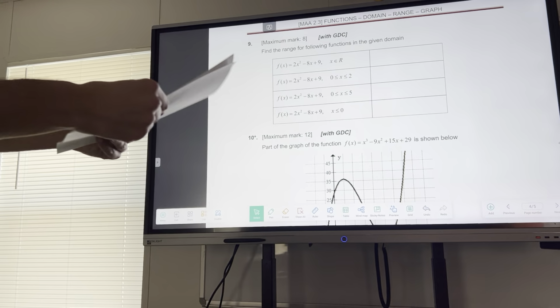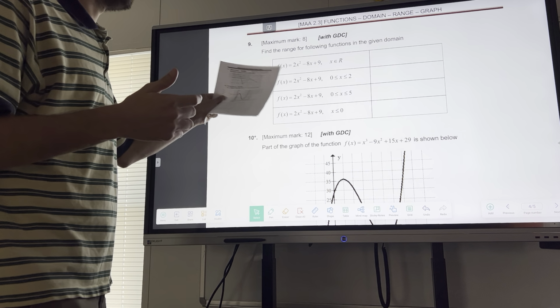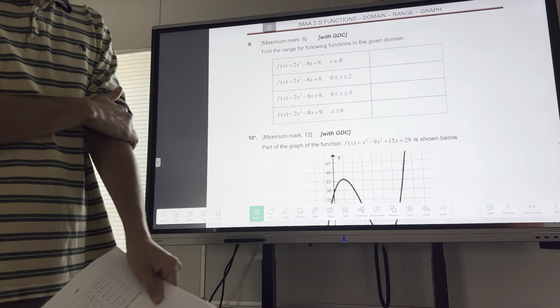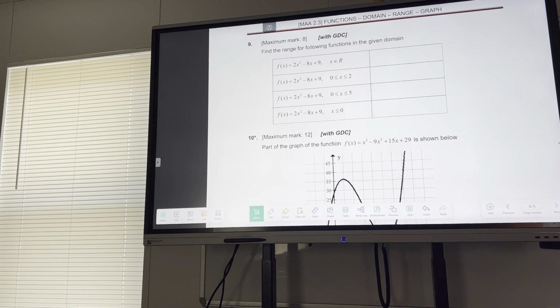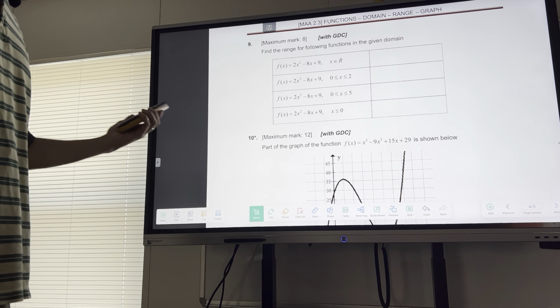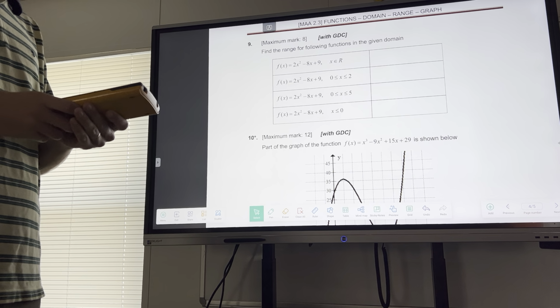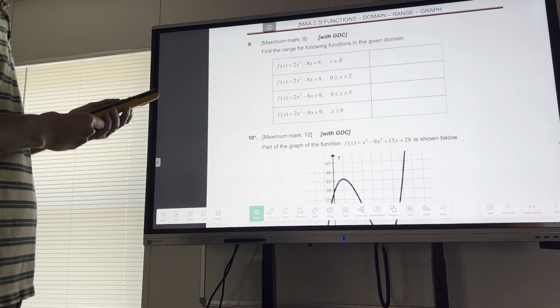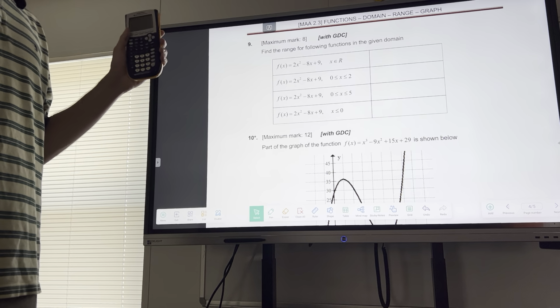All right, number 9. Find the range for the following functions given the domain. Well, we get these functions, and this can be an exhaustive process. Find the range means find all the different y values. Does it go up? Does it go down? And this will take a very, very long time to do explicitly by hand. You have to plug in a bunch of numbers, and who even knows?